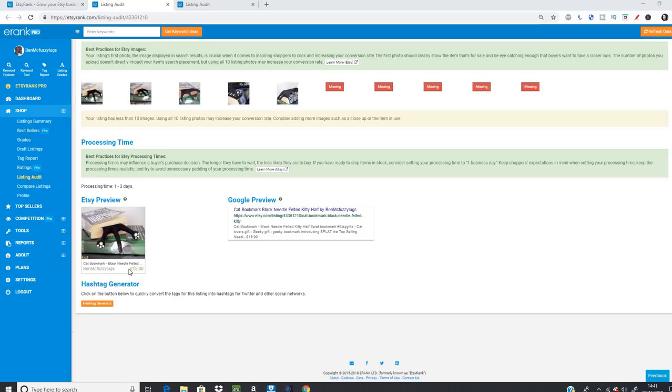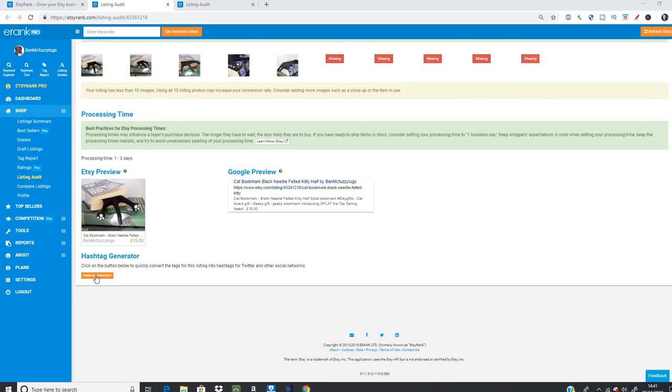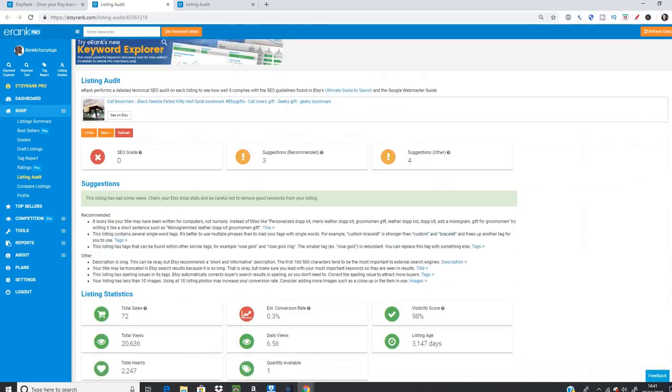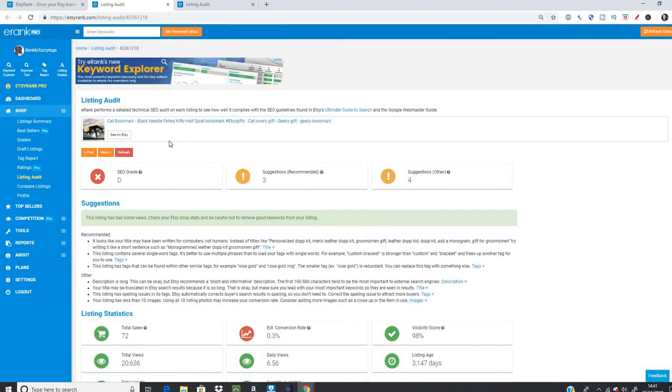So cat bookmark, black needle felted, you can see where it's cut off, my shop name, the price and the picture. And your preview on Google, so it's showing you where it's all cut off. That's pretty good. It gets as far as my shop name. And it shows us how much of the description. So I really should go in and optimize this description so that it looks better for people reading it on Google. And we even have a little hashtag generator. So this is an example here of an item that is doing well in my shop, so I'm not going to touch it, but it gets a bad grade.